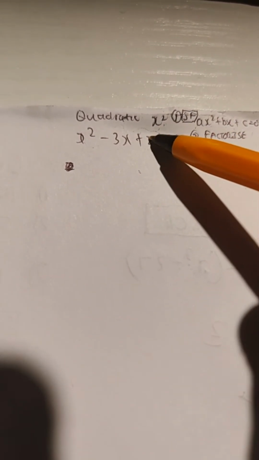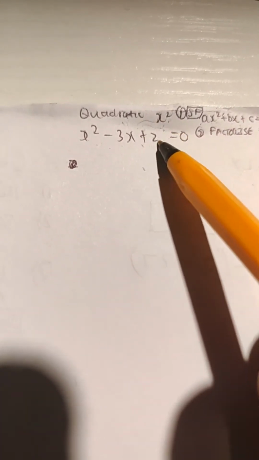Here we need to first check: are there factors of 2 that when we multiply give us positive 2 and when we add them give us negative 3? I repeat, does 2 have factors which when we multiply give us positive 2, but when we add them give us negative 3? If it does, then you can go ahead and factorize this trinomial.